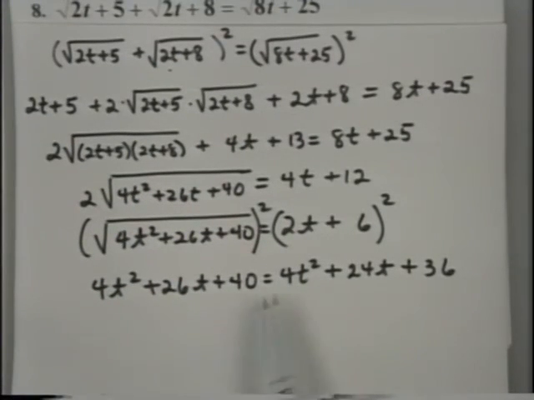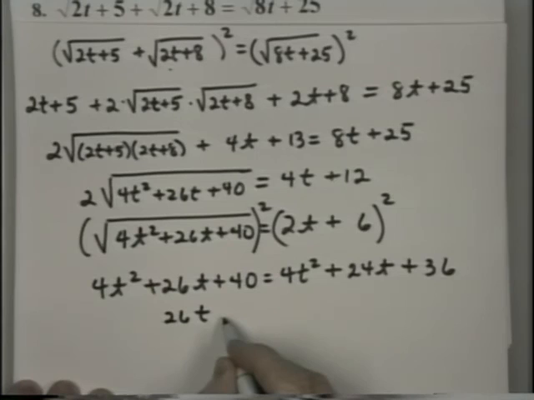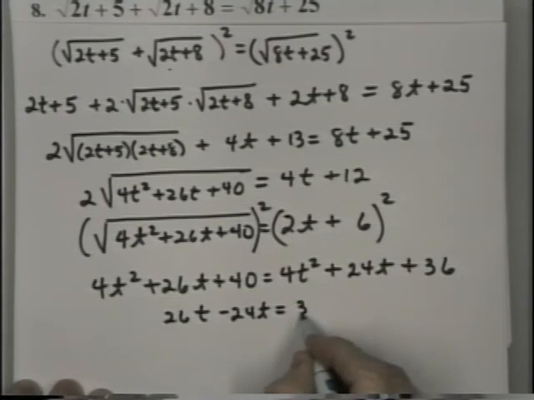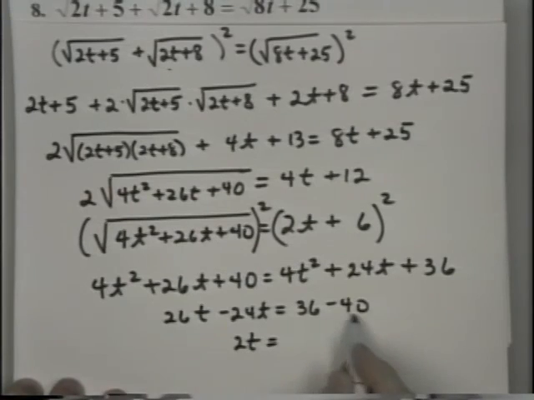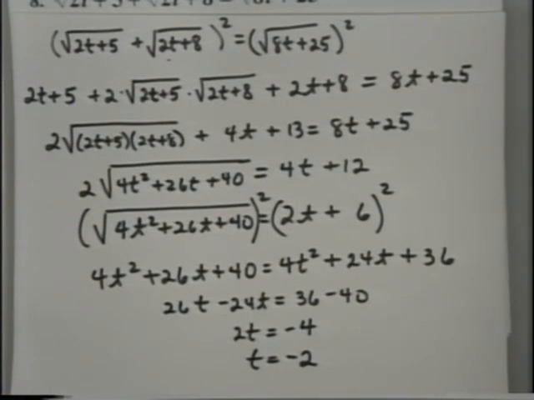Okay. Looks like a quadratic equation, at least the first impulse. So I would think to set it equal to 0, but notice that the 4t squares are going to cancel out. So it's really not quadratic, it's a linear equation. We're left with 26t minus 24t equals 36 minus 40, or 2t is equal to negative 4, or t is equal to negative 2. Maybe.